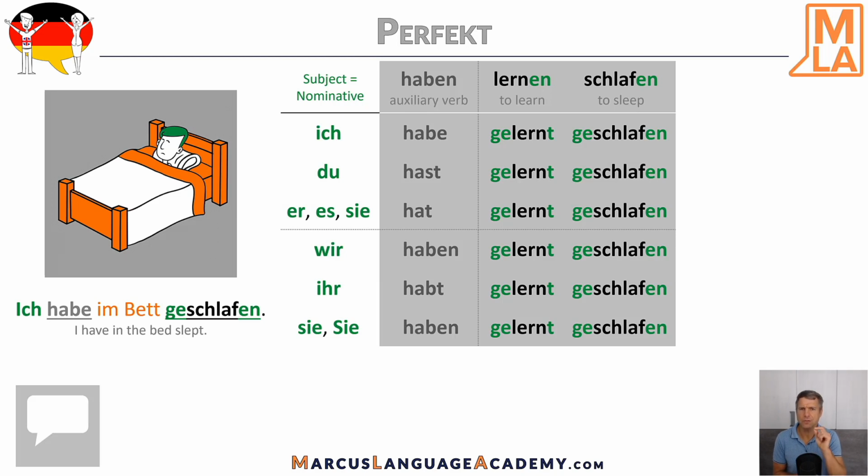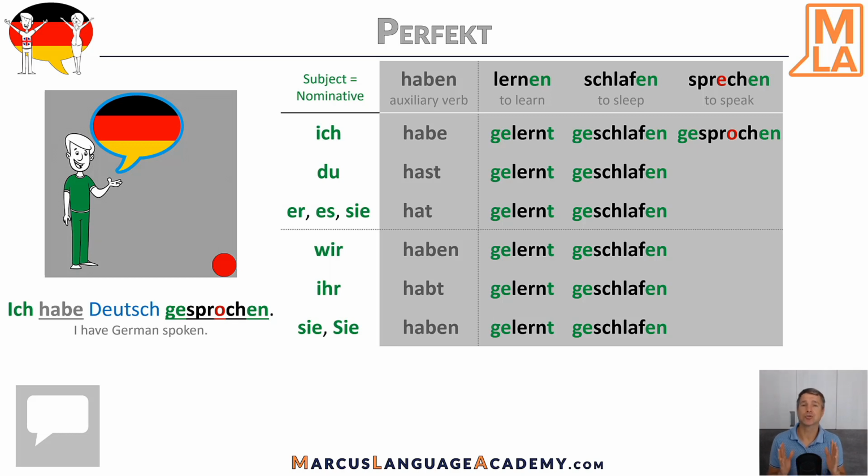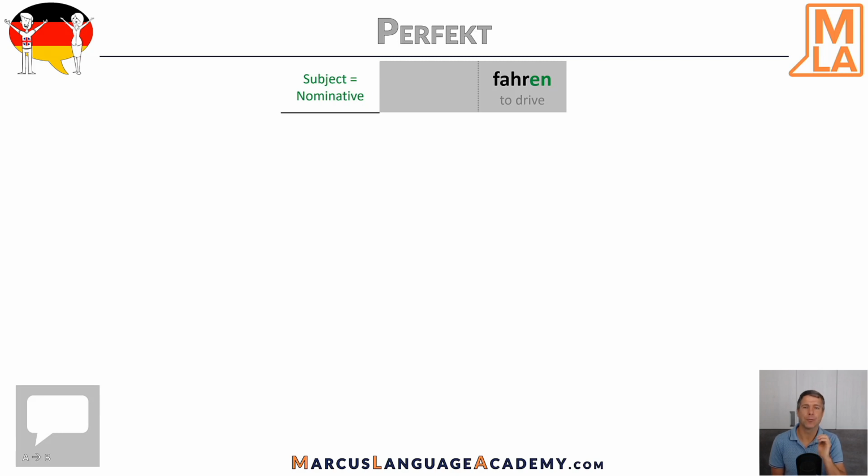But there are also irregular verbs again, like sprechen, to speak. And here the first person singular is the following. Ich habe gesprochen. Ich habe Deutsch gesprochen. I have German spoken. Here the verb stem, the root of the verb, changes. Therefore, again, the red dot in the picture. And normally the ending is almost always en. And the rest is as usual.